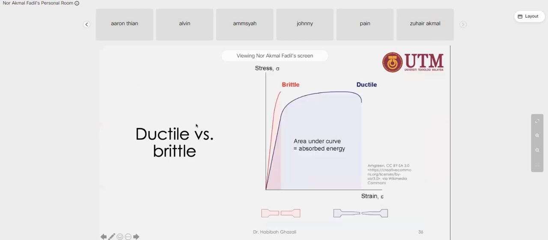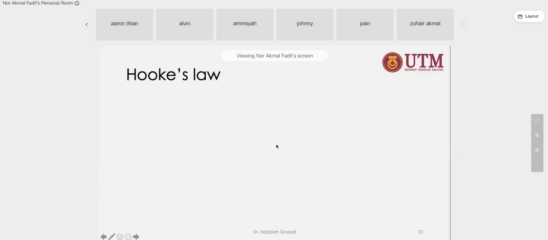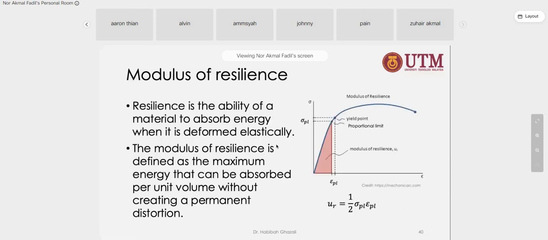Okay, this one is the absorbed energy for the whole region, including the plastic region. But resilience is only focusing on the elastic region. Okay, the elastic region.